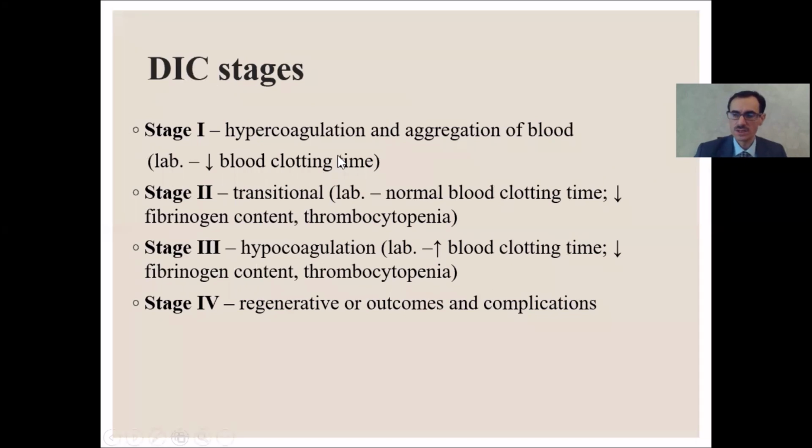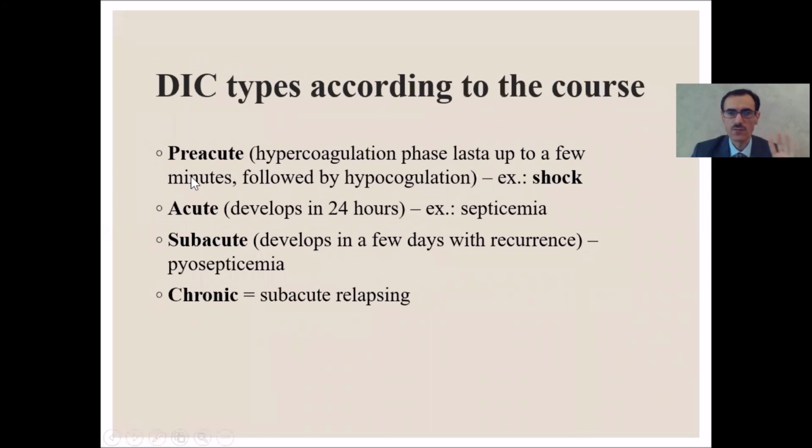There are 4 stages of the DIC. Stage 1, the hypercoagulation and aggregation of the blood. Stage 2, the transitional, in which the laboratory shows normal blood clotting time, but decreasing fibrinogen content and thrombocytopenia. Stage 3, the hypocoagulation, and stage 4, the regenerative or outcomes of complication. So there are 4 stages according to the course: pre-acute, acute, subacute, and chronic.